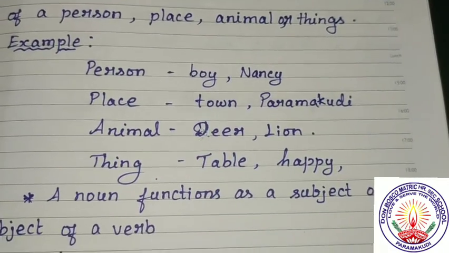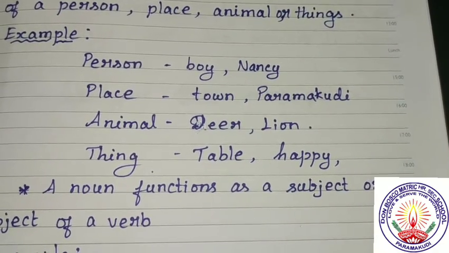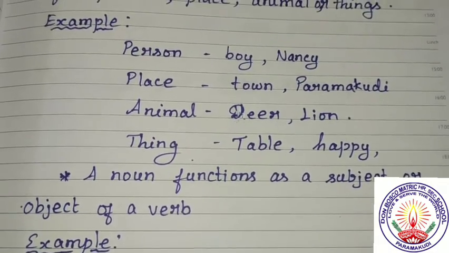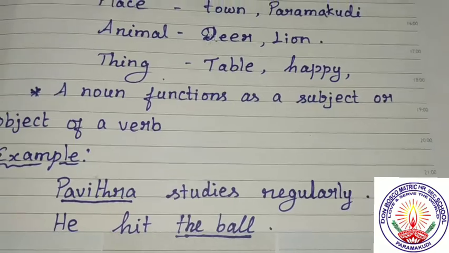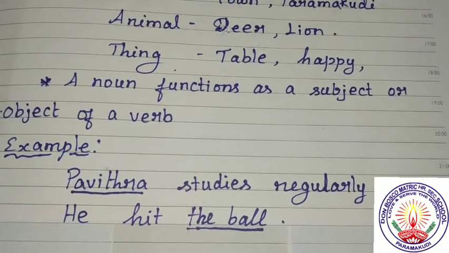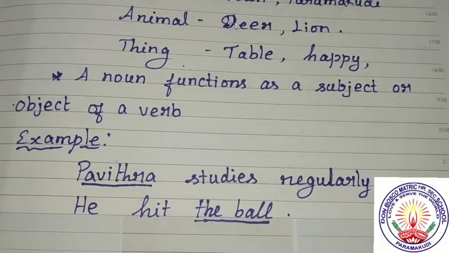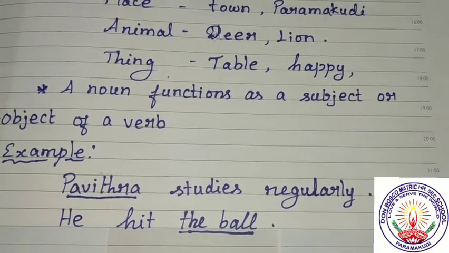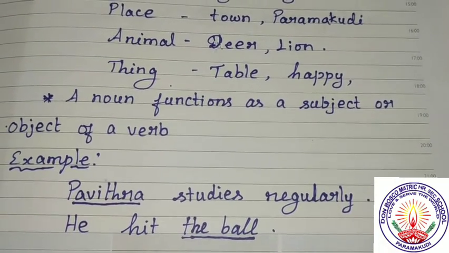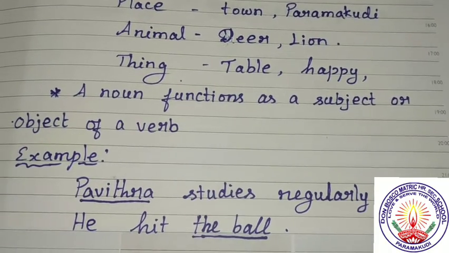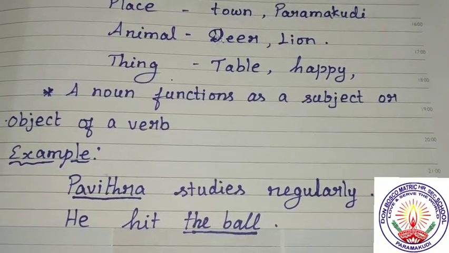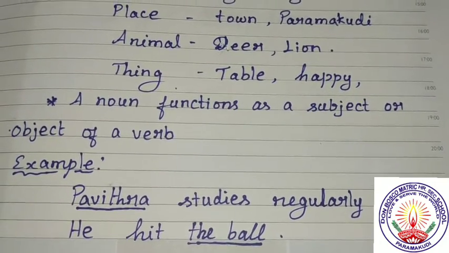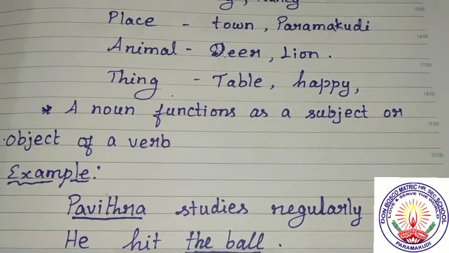Another point about a noun is that a noun functions as a subject or object of a verb. For example, Pavitra studies regularly. He hit the ball. In Pavitra studies regularly, which is the noun in the sentence? Pavitra. Yes. Pavitra is a noun, and here in the sentence the noun Pavitra functions as a subject.